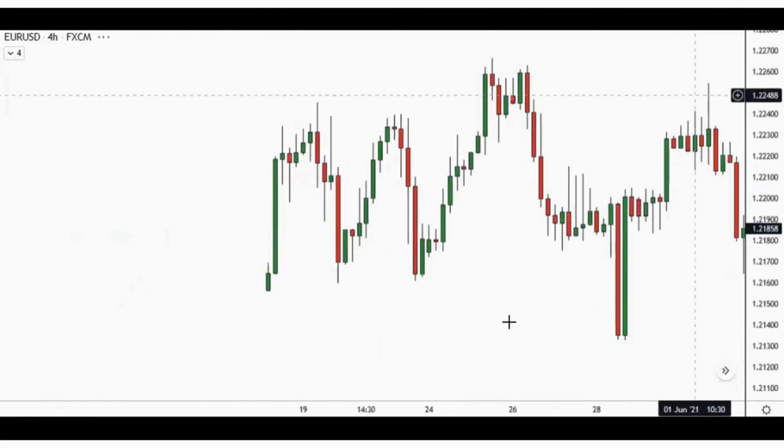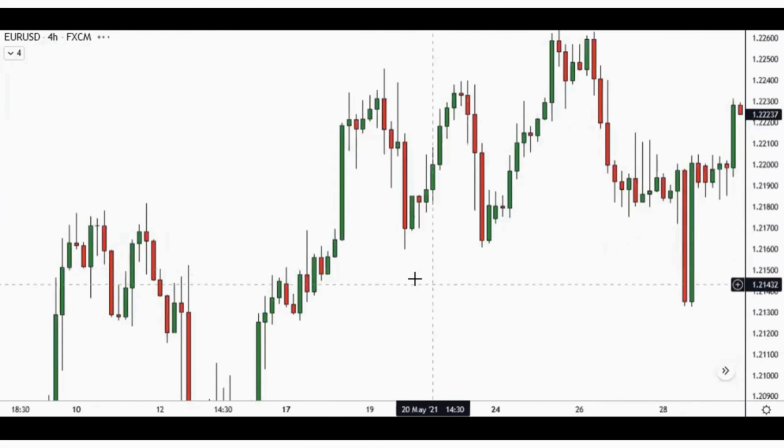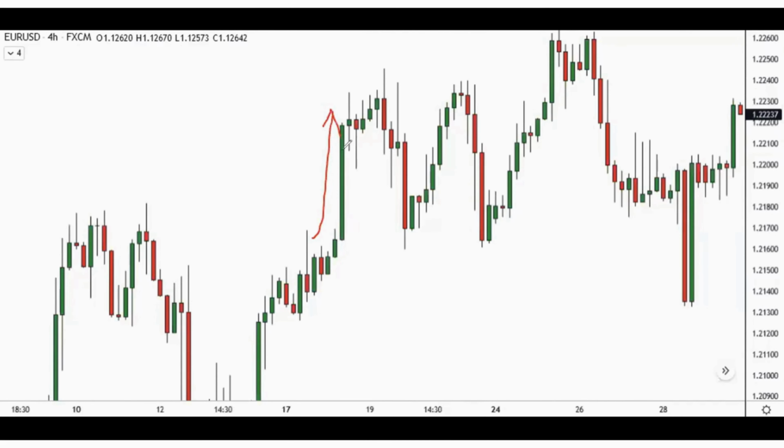Let me see if we can find some more examples. Of course, here as well is a demand example, an impulsive move to the upside, breaking a lot of structures. The last down candle is this one. Price comes back, mitigates the demand, pushes up. So the price returning back to the demand or supply is called mitigation.